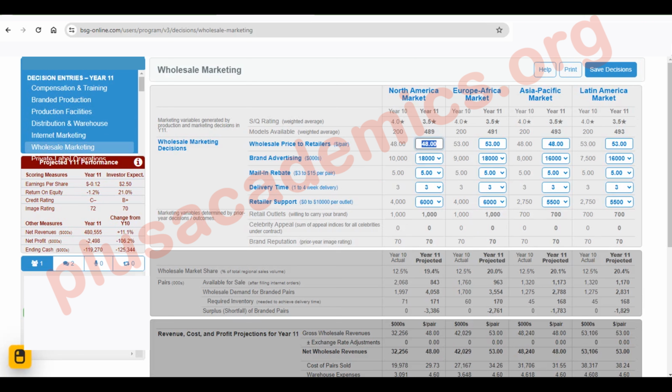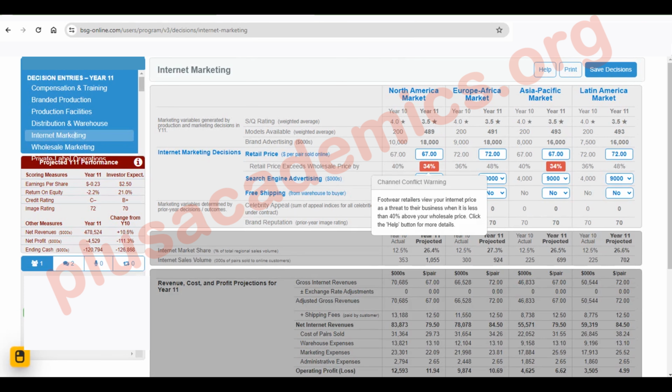In this section, we are back to wholesale marketing, and we are increasing the price a little bit to $50 in North America, Europe, Africa. We are going to do the same also in Asia Pacific and Latin America. So you can see the price is not matching. We need to have at least a 40% price difference between the wholesale and internet market price, and you can see in North America we are having 34. So what we need to do is go back to the internet marketing section and increase the price a little bit in the North America market and also in the Asia Pacific market.